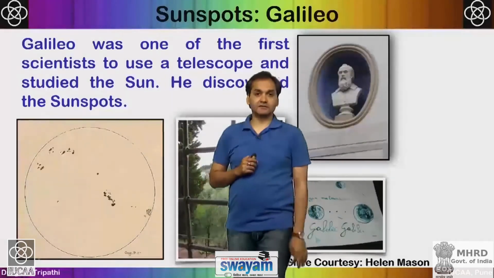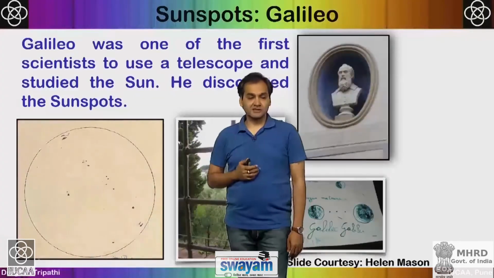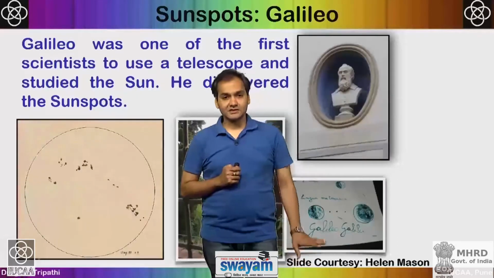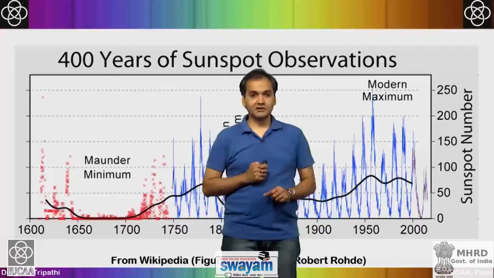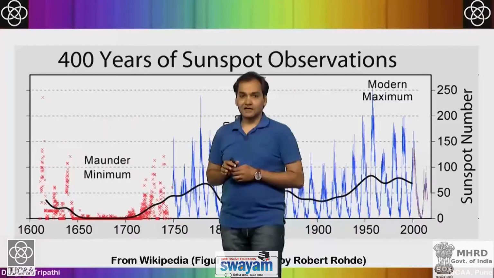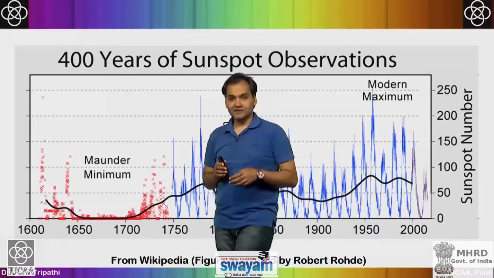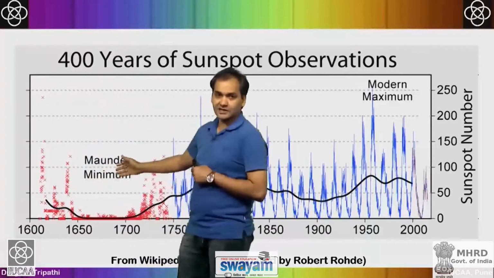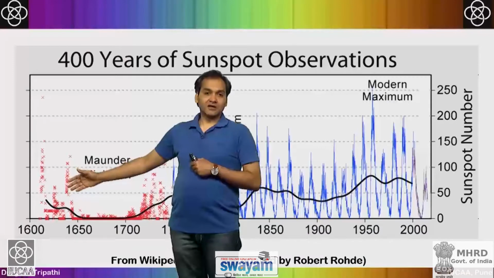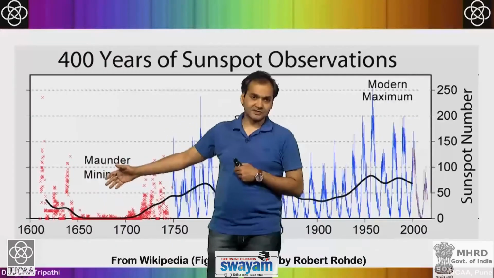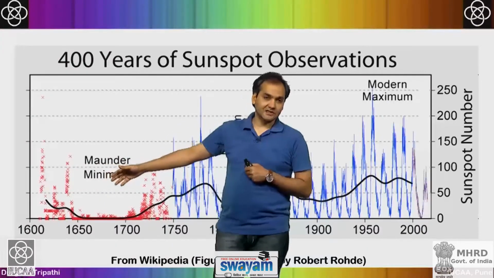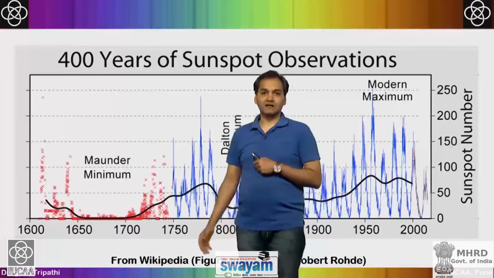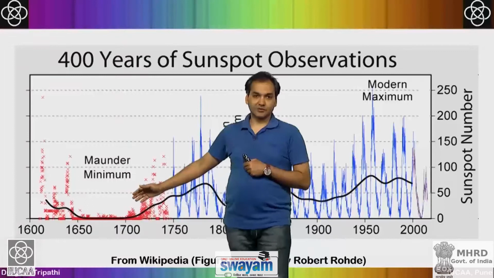Since then, we have observations of sunspots. If you plot how many sunspots you see every year, you find that from 1750 we have continuous observations, and from 1600 onwards we had Galileo's telescope. But in the beginning, from about 1650 to 1700, there were absolutely no sunspots on the surface of the sun, and then eventually they start appearing.